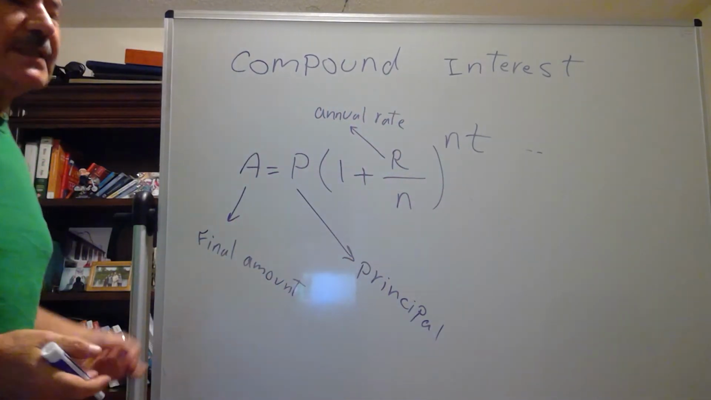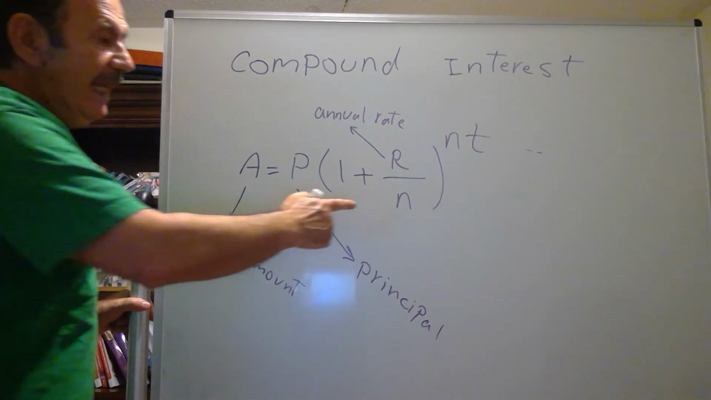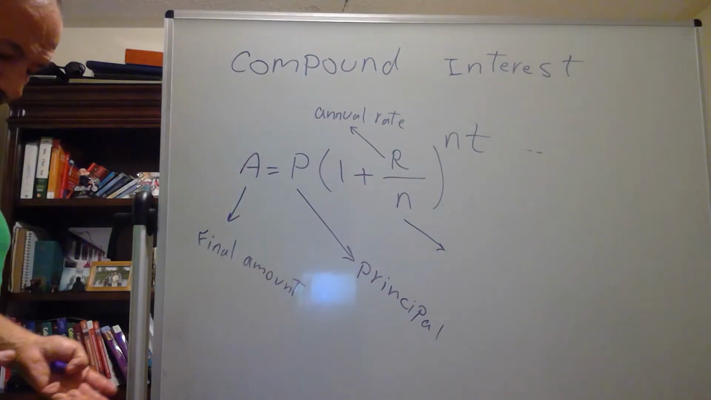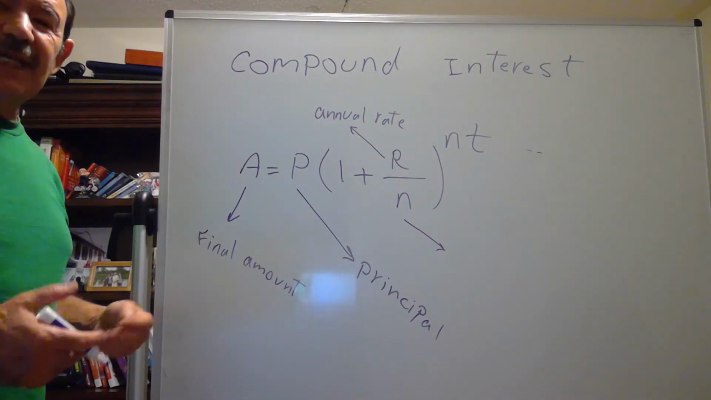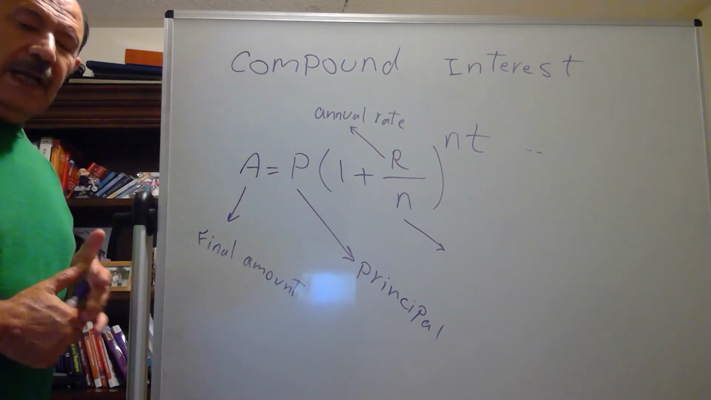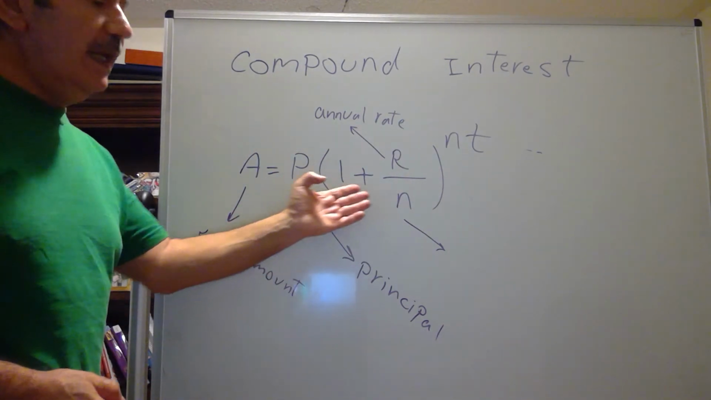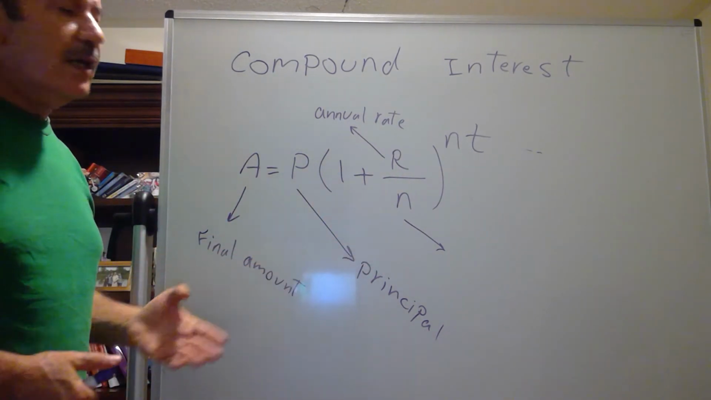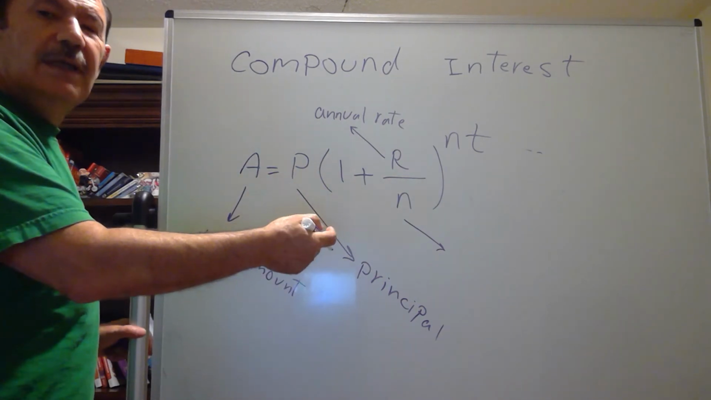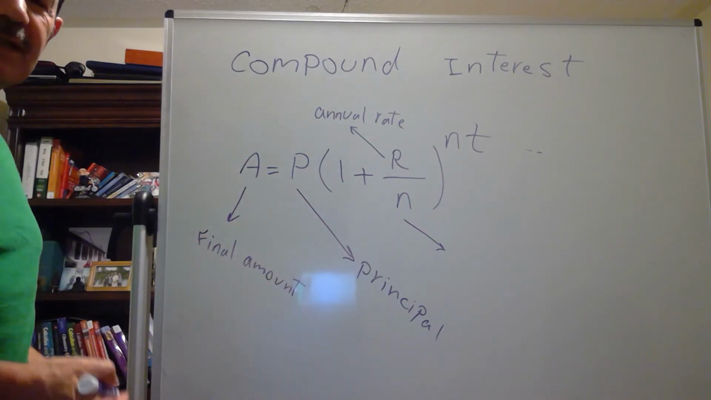Which can be 10%, 5%, 3.75%, whatever it is. N is the number of times that the interest is calculated per year. If it's annually, n is going to be 1. If it's semi-annually, n is going to be 2. If it's quarterly, n is going to be 4. If it's monthly, n is going to be 12. And if it's daily, n is going to be 365.